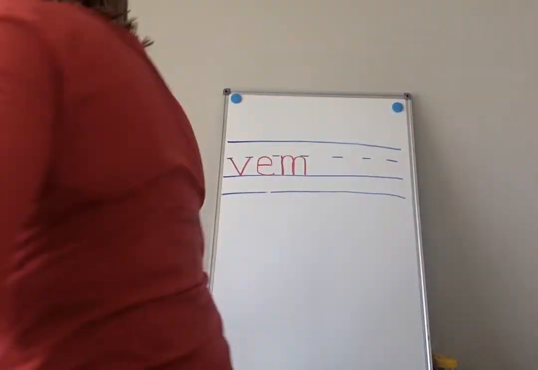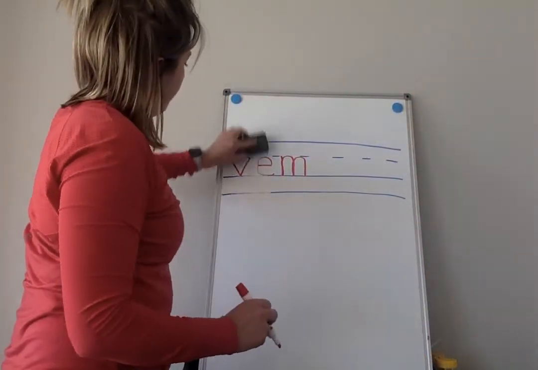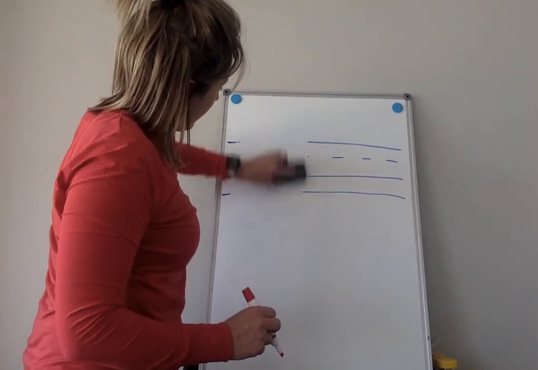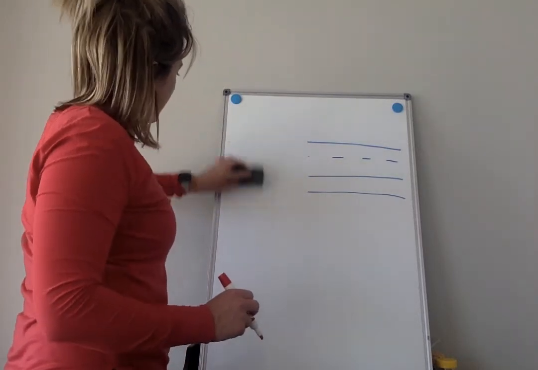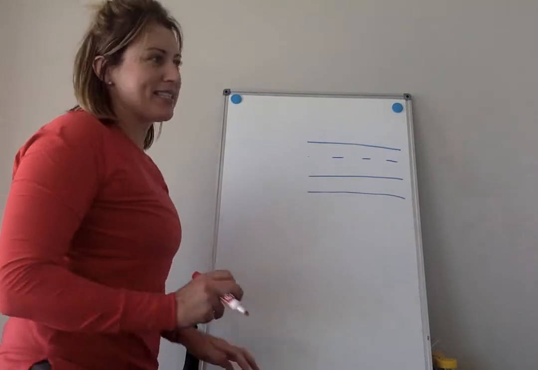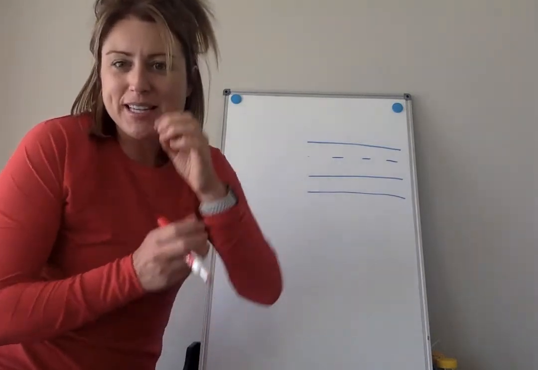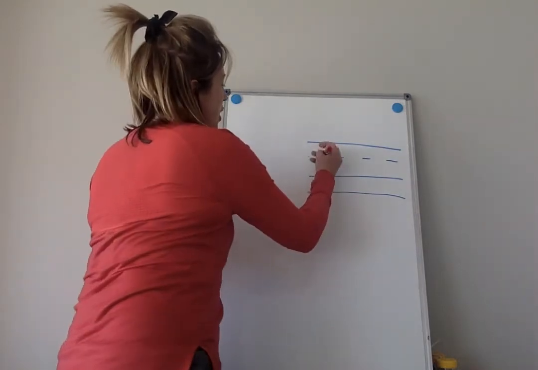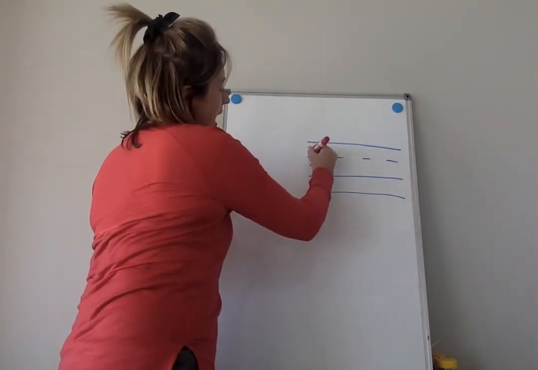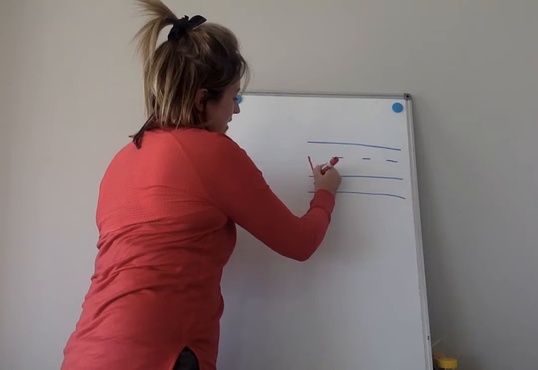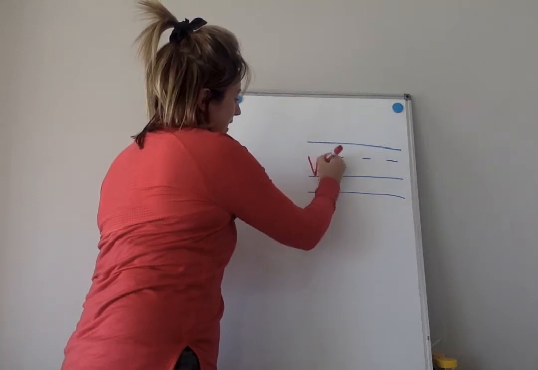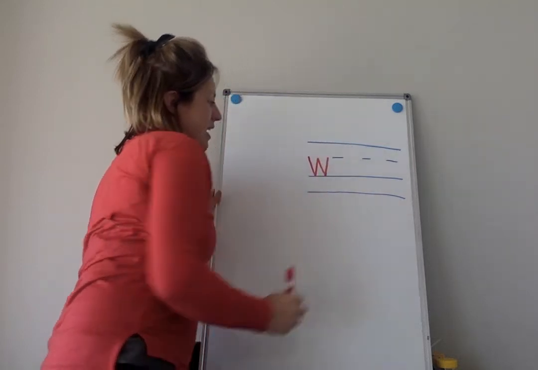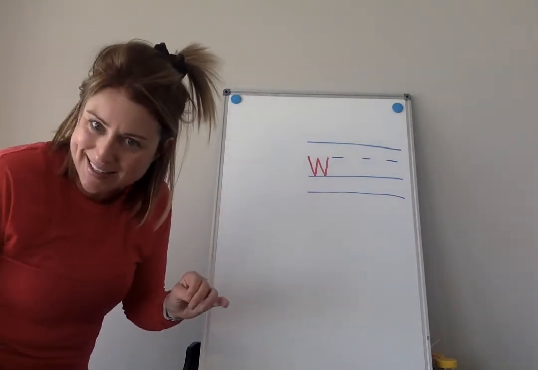Wet. Wet. All right, hopefully you guys have your word written. The first sound is W. W is a plain line letter. You go to the plain line, slide down to the grass line, slide up to the plain line, slide down to the grass line, slide up to the plain line. Whew, that's a lot of sliding.